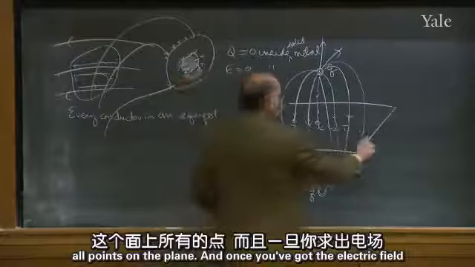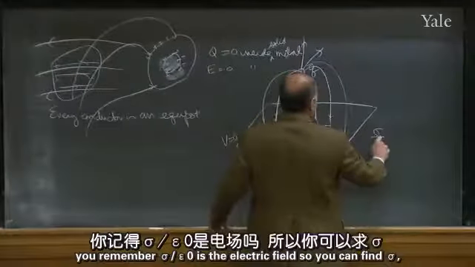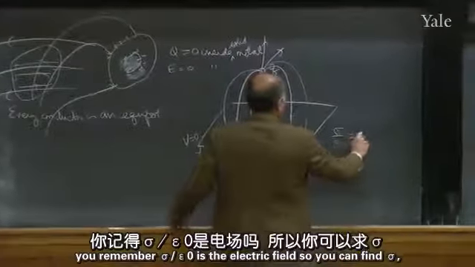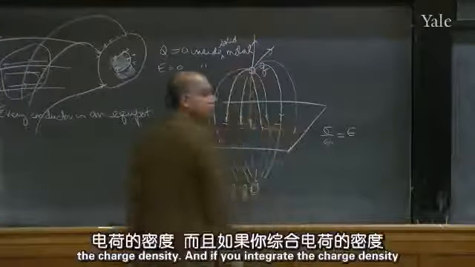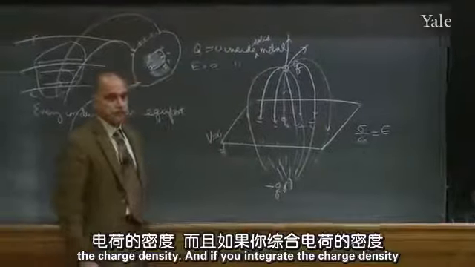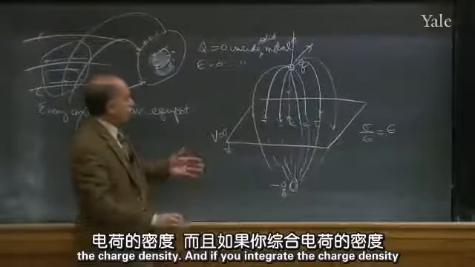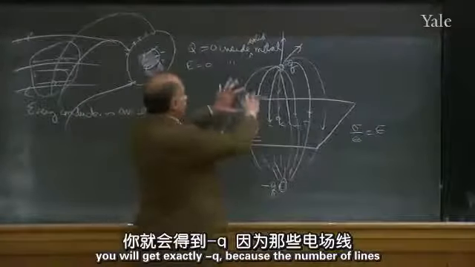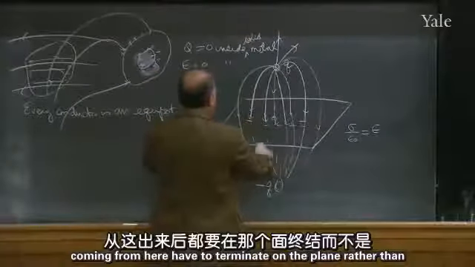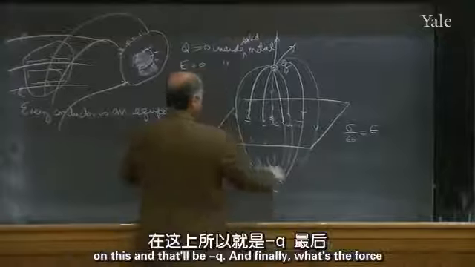And once you have the electric field, you remember sigma over epsilon 0 is the electric field. So you can find sigma, the charge density. And if you integrate the charge density, you will get exactly minus q, because the number of lines coming from here have to terminate on the plane rather than on this, and that'll be minus q.